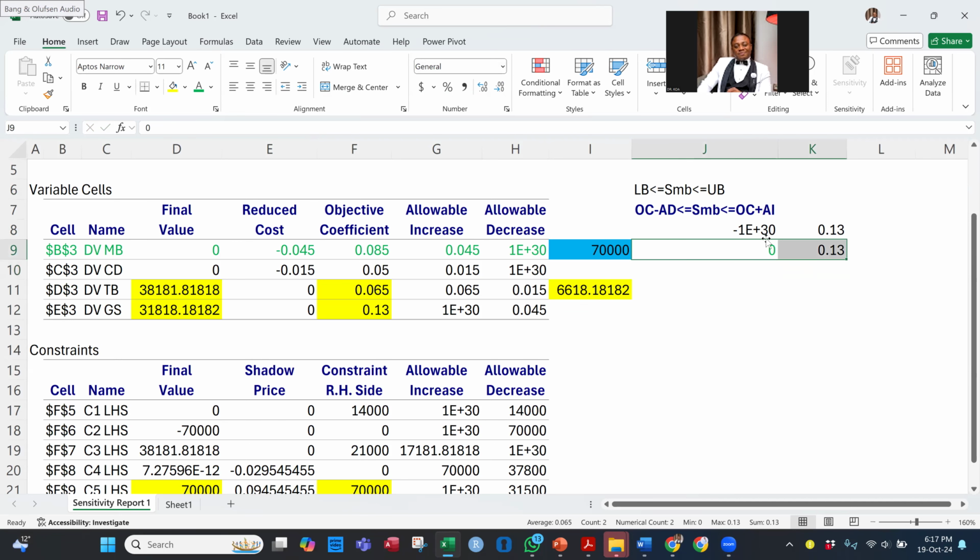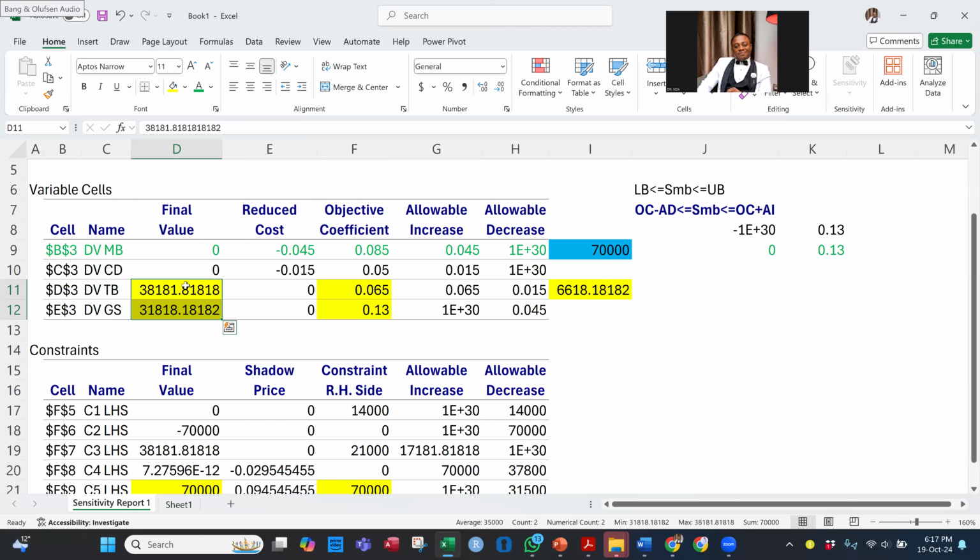Now let's interpret this. What does this mean? This means that as long as the interest rate is dancing between 0 and 13%, all of these optimal values will not change. But anytime it goes below or above the sensitivity range, the optimal values of 38,000 and 31,000 will change. That is how you are interpreting it. This is a very, very powerful point. So this is how you calculate. You can do the rest.